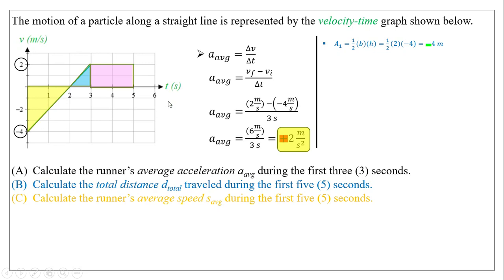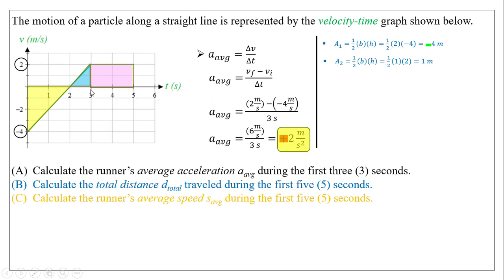It's that easy. If it's below, it's negative. If it's above the t-axis, it's all positive. Okay, so I know that the object moves leftward 4 meters during the first 2 seconds. Now let's go ahead and find the area of this blue triangle. This is also a right triangle, so we can just apply 1/2 base times height again. But you've got to make sure you count carefully. The base here is just 1.